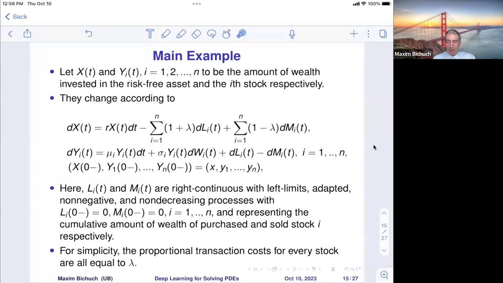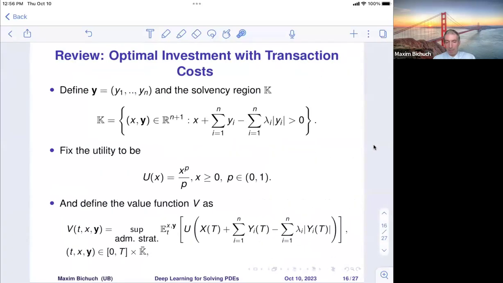So the trading is going to be modeled via these processes L_i and M_i, right-continuous with left limits, starting from 0, that are going to represent the cumulative amount of wealth of buying and selling the stock i, respectively. And for simplicity, as is very typical, we'll assume that the proportional transaction costs for every stock, for both buying and selling, are equal and equal to lambda.